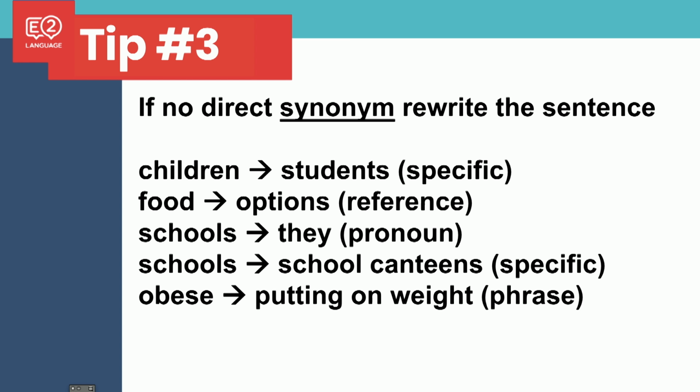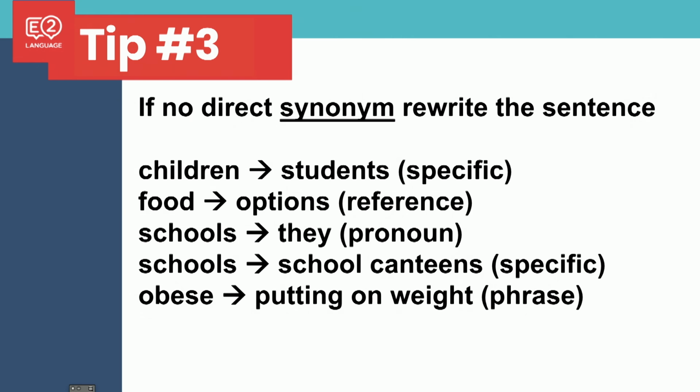So tip number 3 is, if there is no direct synonym, you need to rewrite the sentence. For example, you can turn children into students and be more specific. Food can become options because it references food. Schools can use a pronoun like they. Schools could also use school canteens or school cafeterias to be more specific. And for the word obese, you could use a phrase like putting on weight, for example. So there is a way around it when you can't quite find the right synonym, okay?